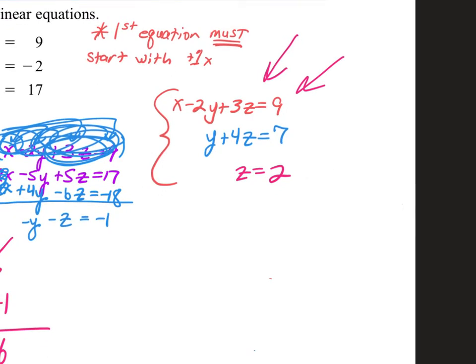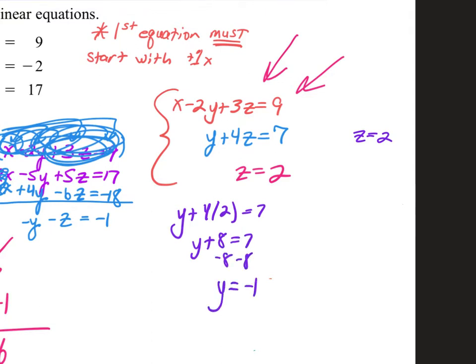You plug everything in. We're going to do our back substitution. So over here, I'm going to tell myself that z equals 2. So I'm going to say y plus 4 times 2 equals 7. y plus 8 equals 7. Subtract 8 from both sides. What does y equal? Okay, so y equals -1.